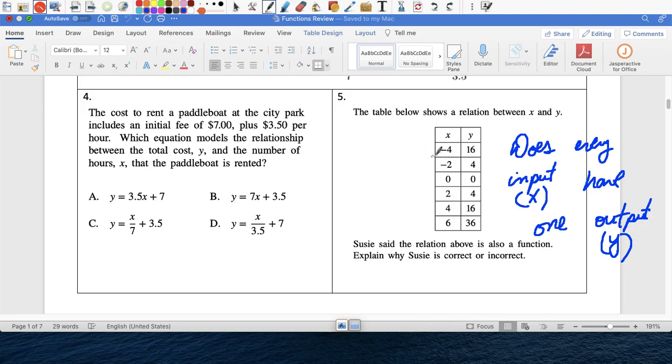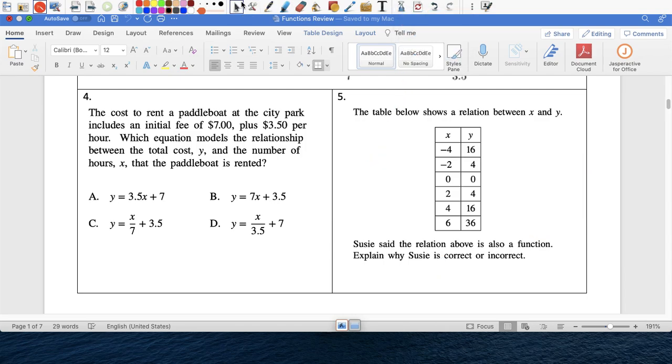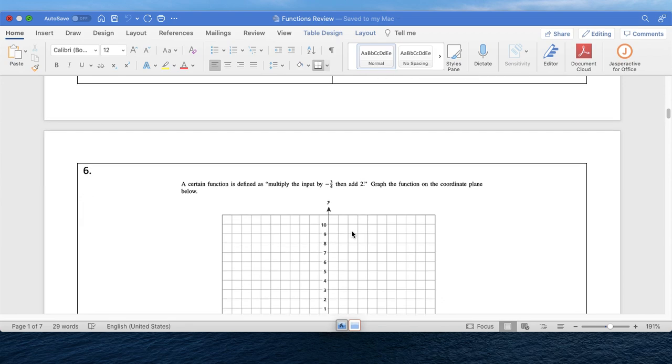It doesn't ask if it's linear, if it's a straight line, just, hey, is it a relation where every time you plug in -4, you only get 16? Yes. Every time you plug in 6, do you only get 36? Yes. In that case, this is a function, and that would be the answer here. Every input has only one output, right? So far so good, nothing crazy.